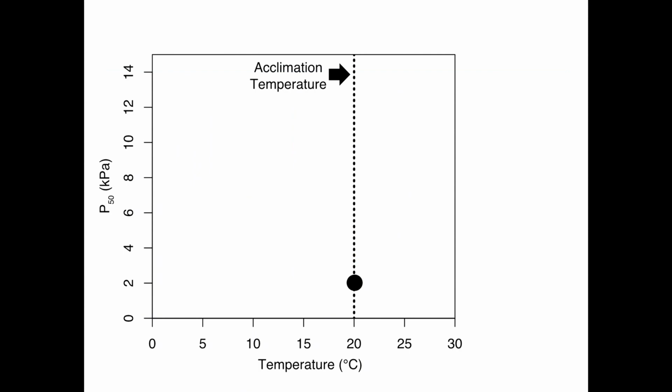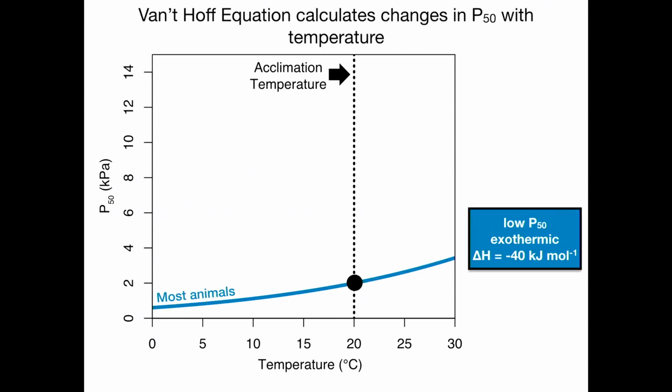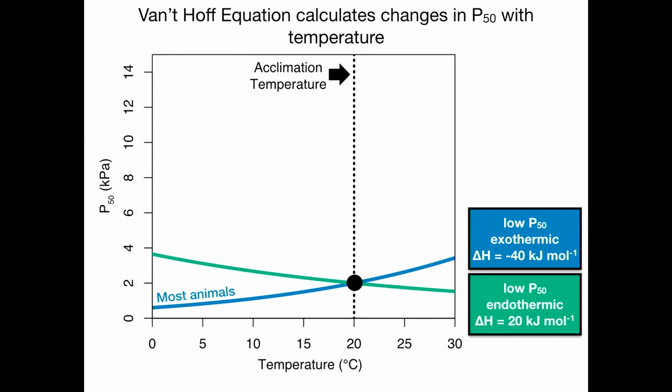And so looking at these animals, if an animal is acclimated to a particular temperature and swims to a lower or higher temperature, there's a lot of temperature variation in the ocean, and the P50 is going to switch. For this most animals category, the P50 is going to decrease with decreasing temperature and increase with increasing temperature. However, for an animal that has a low P50 that's endothermic, the opposite is going to happen. If they're swimming to warmer water, their P50 is going to decrease, and if they're swimming to cooler water, the P50 is going to increase. So these animals, depending on their adaptations, are going to be experiencing the environment very differently.